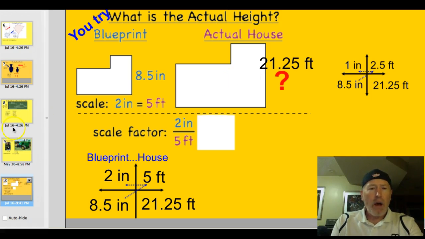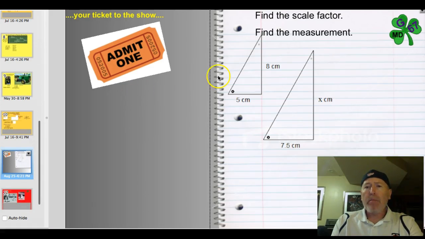Don't ask. All right, here we go. So find the scale factor and find the missing measurement. So here it is, and you need to find this measurement. You've got some sides here. Go ahead and find that scale factor using corresponding sides and find out what X is.